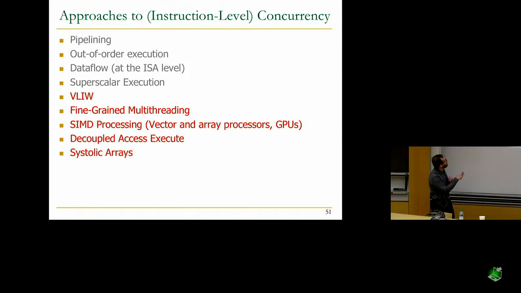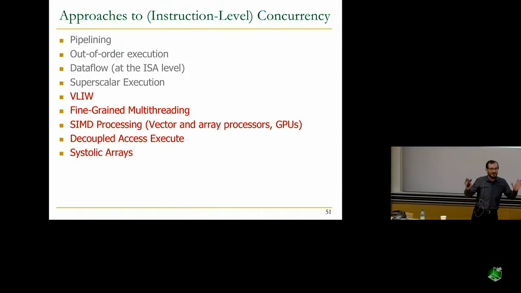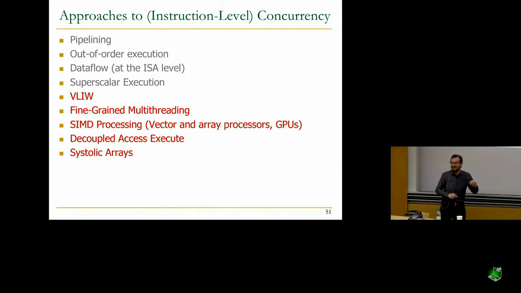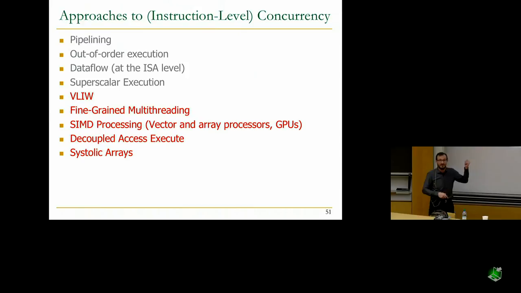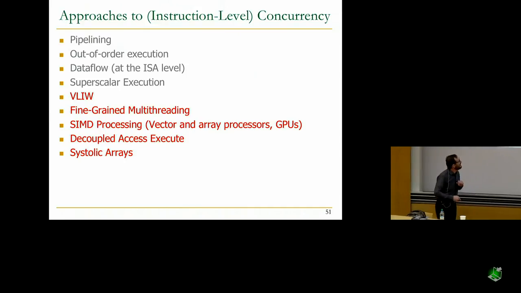VLIW is interesting. So VLIW, you don't really need to have a great branch predictor in hardware, but you need to have really good guesses in software. So you may need to actually eliminate branches heavily. So predicate execution is employed heavily in VLIW engines for the reasons that I'm going to discuss in a little bit. So what is VLIW?